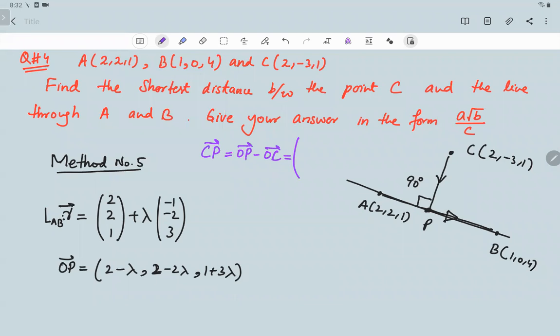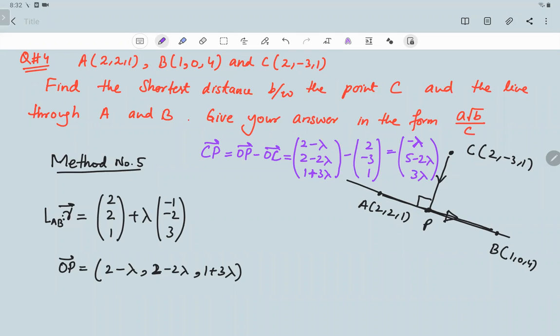OP is 2 minus lambda, 2 minus 2 lambda, 1 plus 3 lambda, and OC is 2, minus 3, 1. Upon simplification, it becomes minus lambda, 5 minus 2 lambda, and 3 lambda. This is CP.